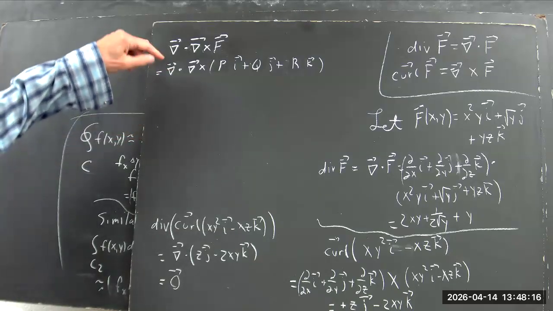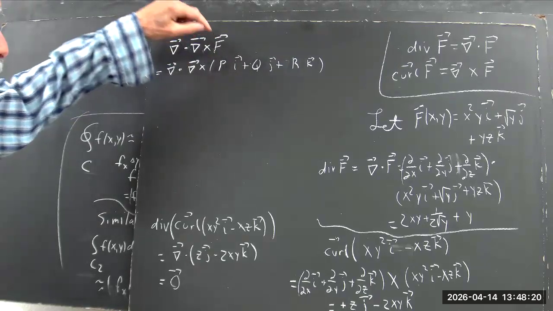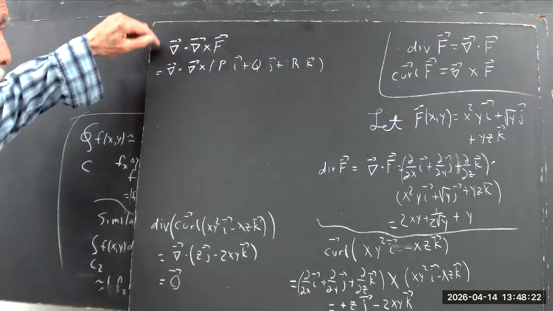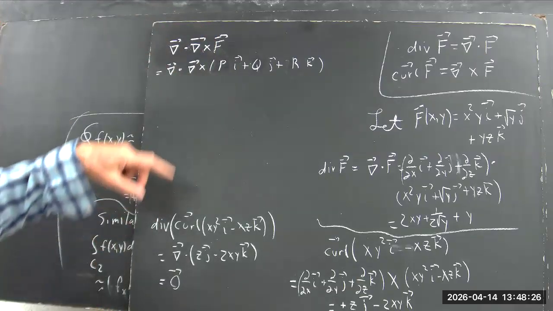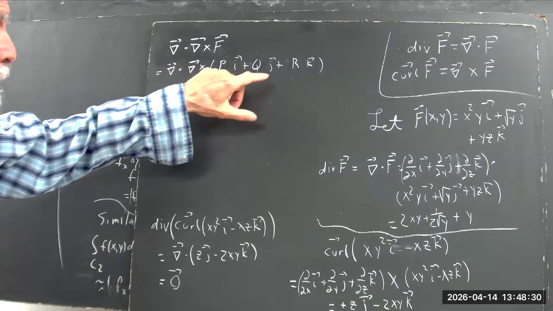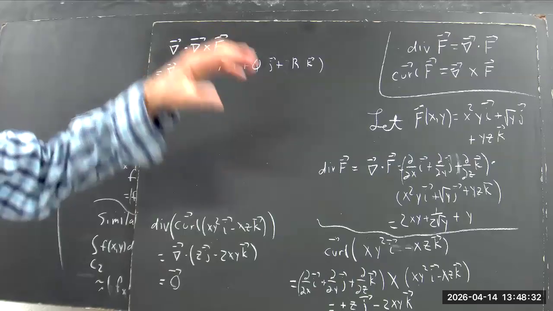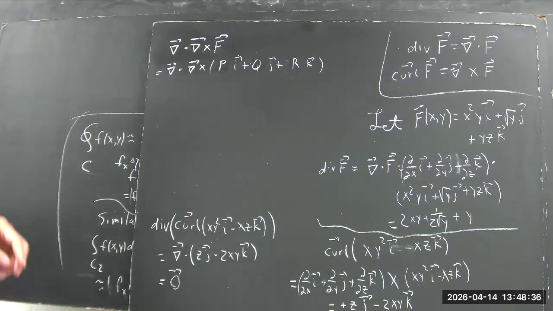So what we've got is del dot del cross f. Del cross f is the curl of f. Del dot del cross f is the divergence of the curl of f. Instead of f, we're going to write p i plus q j plus r k, where p, q and r are implicitly functions of x, y, and z. Okay.